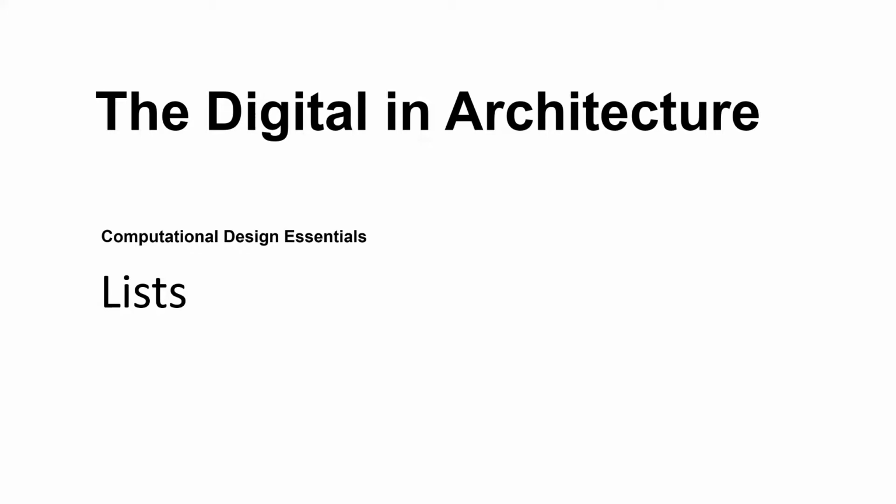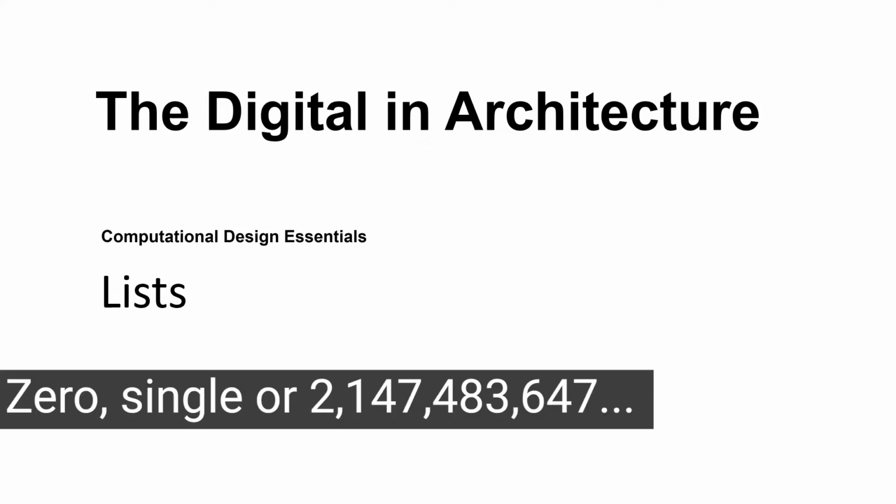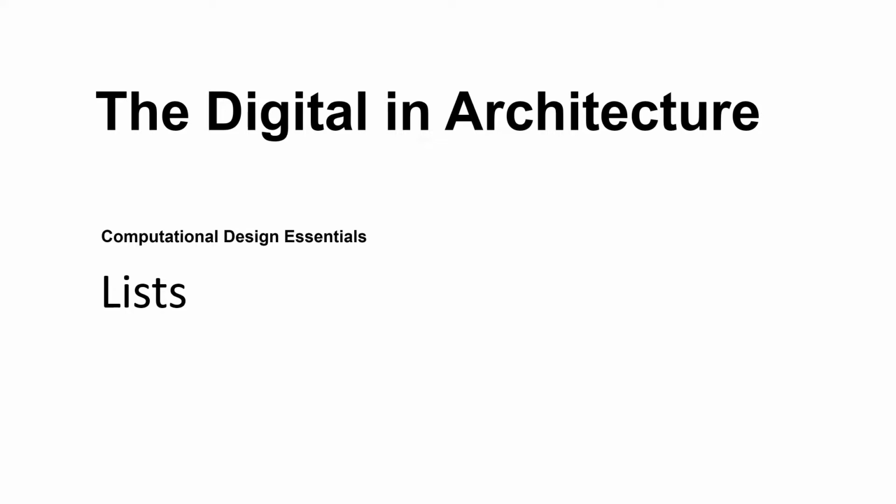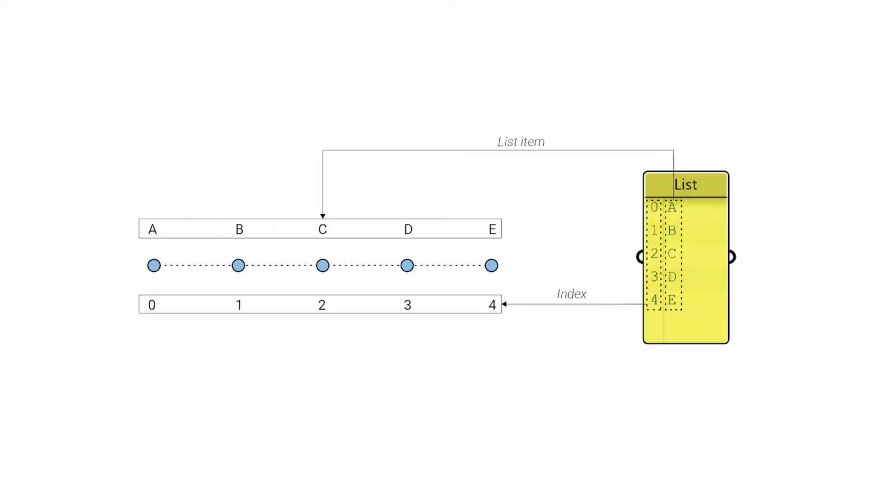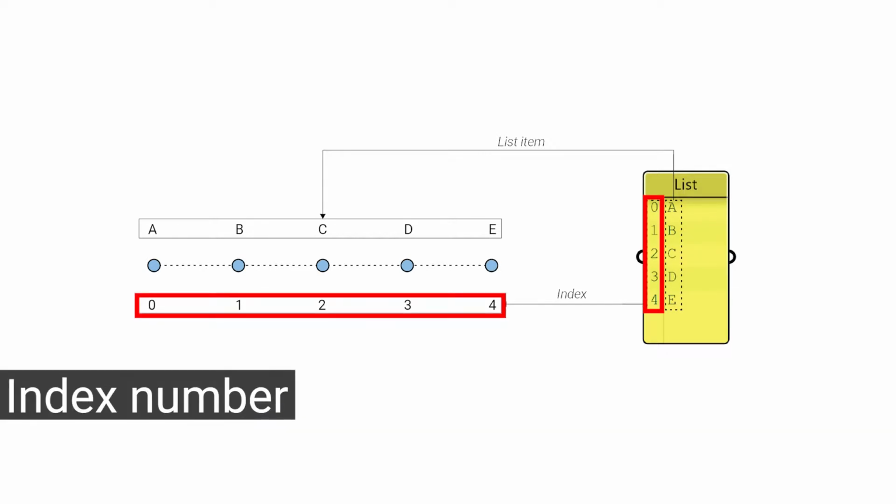A list is an ordered but not necessarily sorted collection of data. A list may contain 0 elements, single elements, or thousands of elements. When storing data in a list, it's important to know the position of the item in that list in order to access or manipulate it. The position of an item in a list is called the index number.